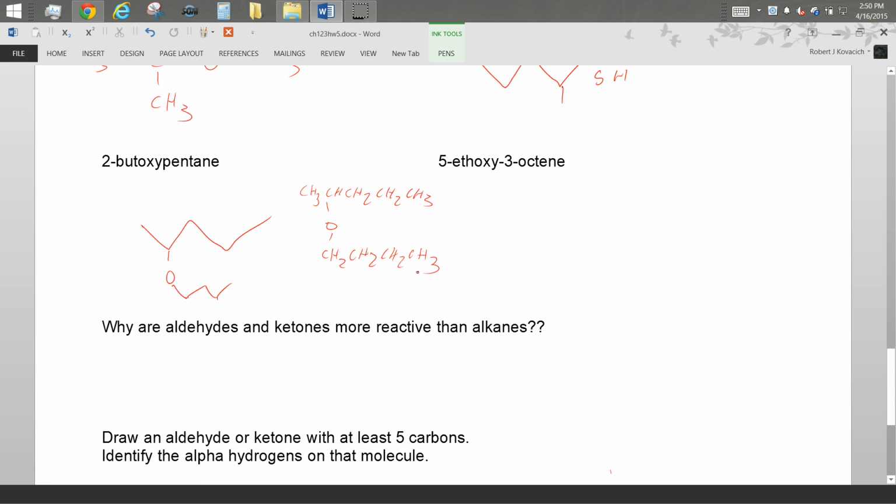Good. And I've got 5-ethoxy-3-octene. Okay. So 2, 3, 4, 5, 6, 7, 8. 1, 2, 3. So there's a double bond from carbon number 3 to carbon number 4. And then on carbon number 5, 1, 2, 3, 4, 5, I've got an oxygen. And attached to that oxygen group, I've got 2 carbons.